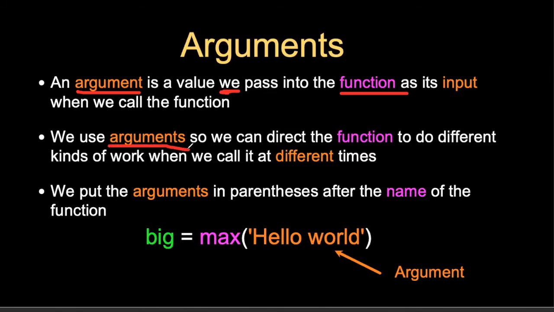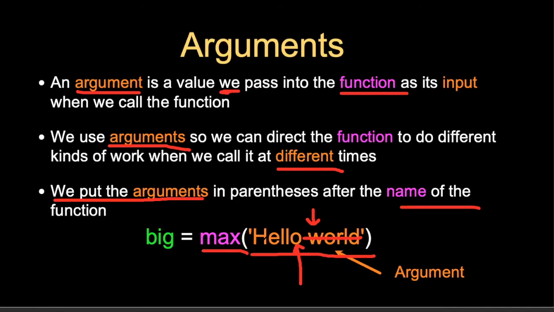We use arguments so we can call a function to do different kinds of work at different times, because it depends on the argument you pass in. For an argument of hello world, this max function is going to return w, because we talked about this before. Now, if we call this again with a different argument, maybe hello, then what's going to be printed is o. That o is going to be a string. We put the arguments in the parentheses after the name of the function.